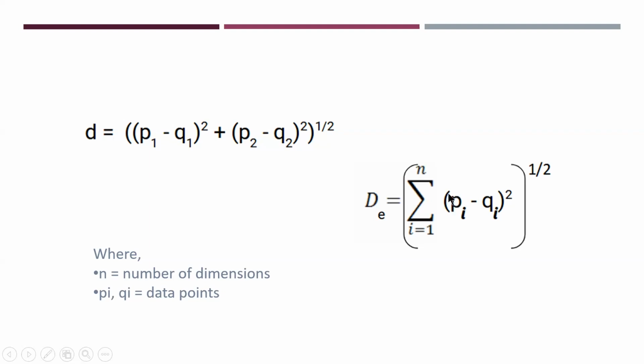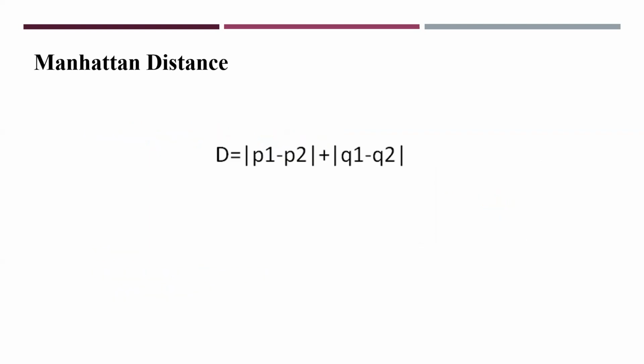We can generalize this for n-dimensional space as dE is equal to the square root of the sigma, i equals 1 to n, of (pi minus qi) whole square, where n is the number of dimensions and pi and qi are data points. Most machine learning algorithms, including k-means, use this distance metric to measure the similarity between observations. Let's say we have 2 points as we have shown above, and the next one is Manhattan distance.